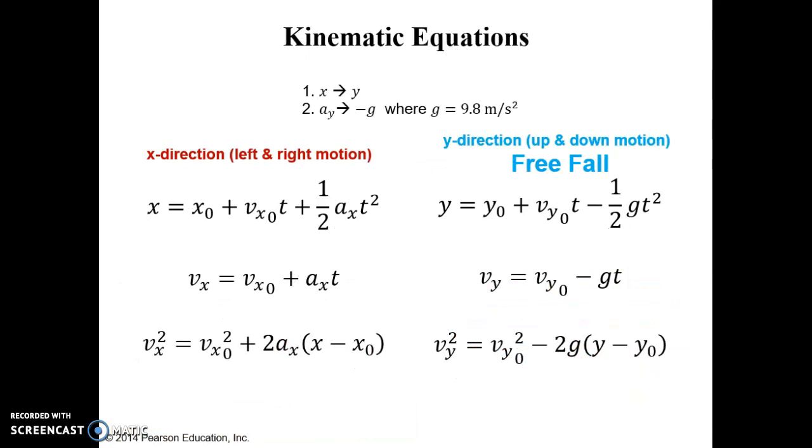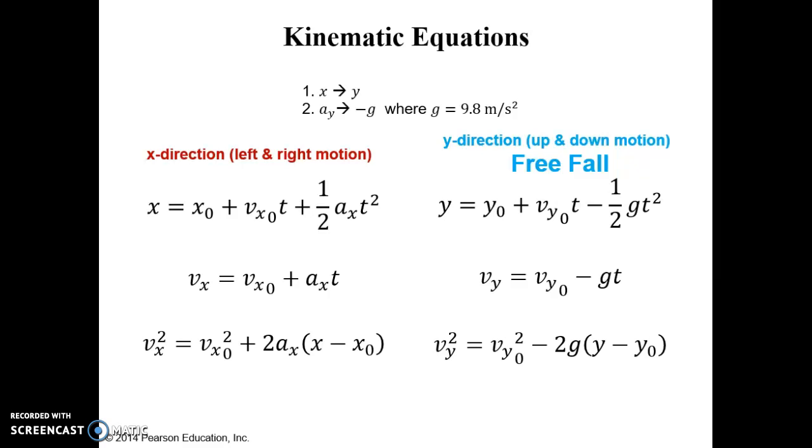Recall, here are the kinematic equations we use for the x direction and free fall. But now we have an object moving in the x and y direction at the same time. For projectile motion, you need both sets of kinematic equations for solving problems. However, the nice part is that the velocity in the x direction is constant. So what does that mean for the acceleration in the x direction?